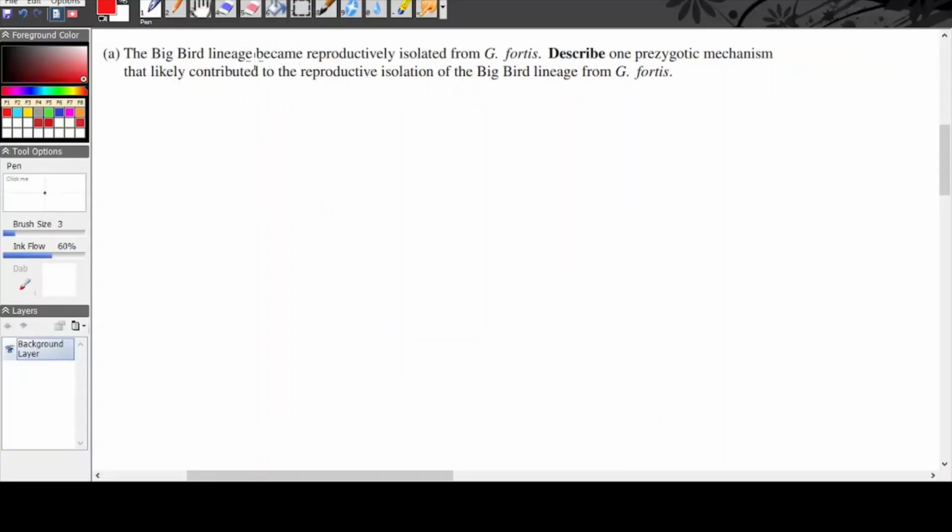Part A of question 4 says, the big bird lineage became reproductively isolated from G. fortis. Describe one prezygotic mechanism that likely contributed to the reproductive isolation of the big bird lineage from G. fortis. So, a prezygotic mechanism is a reproductive isolation mechanism, and this mechanism happens before the process of fertilization. And the reproductive isolation mechanism that happens after the process of fertilization is called post-zygotic mechanism.